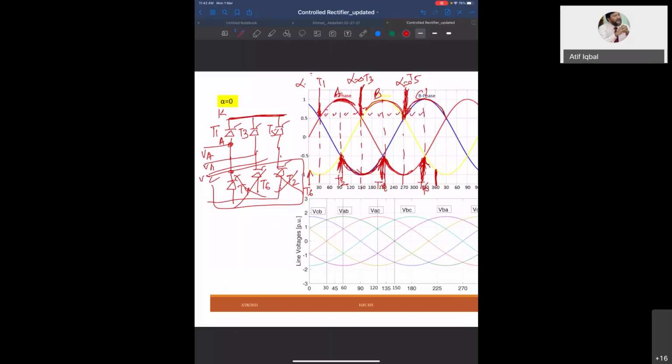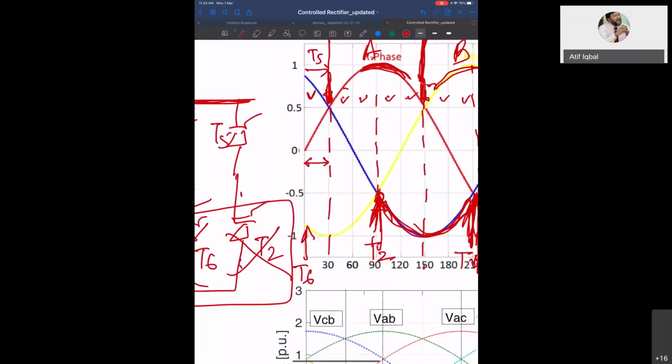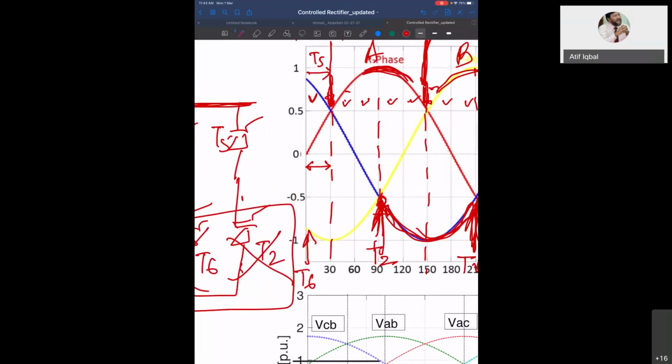So this is 1, this is 2. Where the other 2 will go? This is 300. Yeah, 1, 2, 3. And then 1 it will be here for T5. So that means T5 will operate here. From here to here also T5 is operating. So in this square, T5 and T6 is operating.